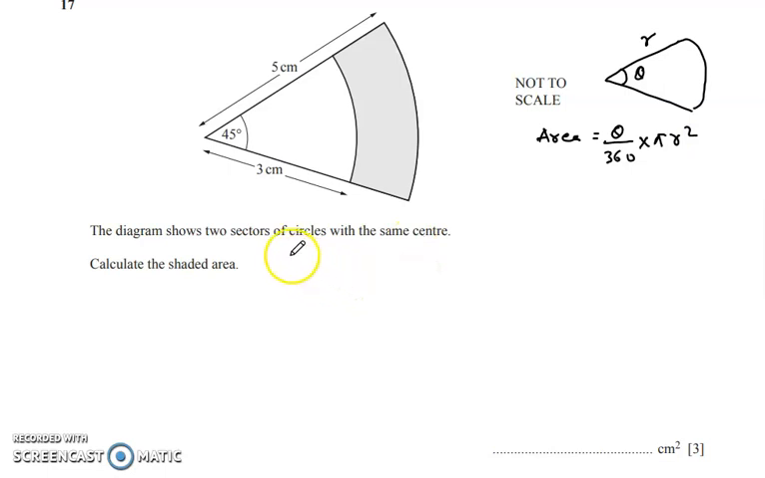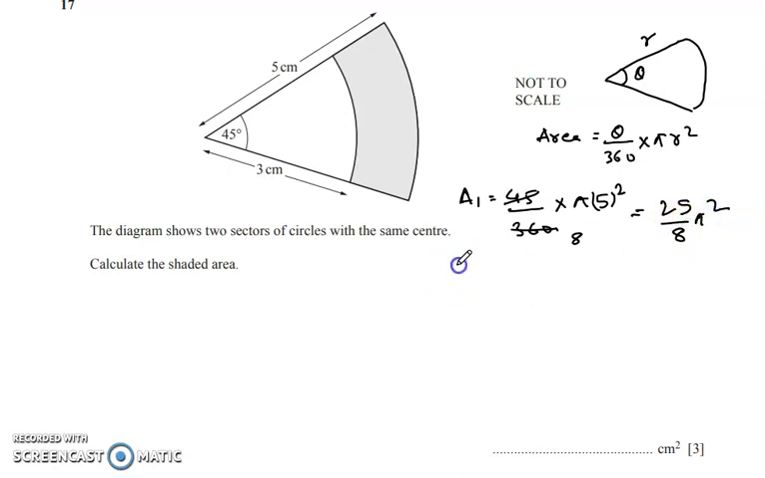So in this case, first of all we'll find the whole area and then the second area, and then we'll subtract to get the shaded part. So A1 I'm going to find. A1 is equal to theta, which is 45 degrees, upon 360 into pi, and r in this case is 5, so 5 square. I'm going to cancel 45 into 1, 45. If I divide 360 by 45, I will get 8. So I'm writing here 8. So 25 upon 8 pi is the area A1.